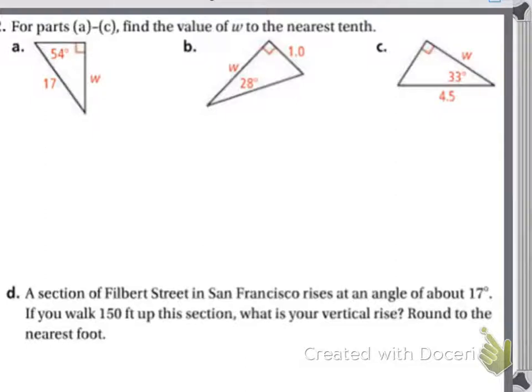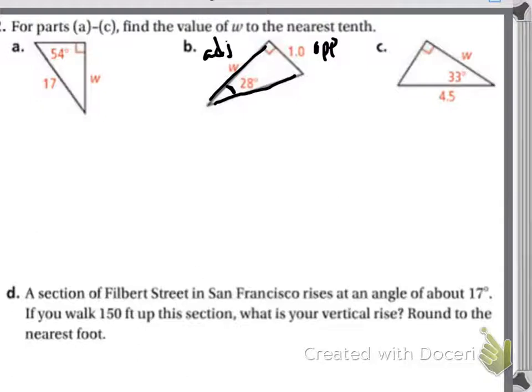Okay, for B, we want to find W again. Notice here we have our 28-degree angle. What's involved? This is going to be the opposite, and here's the hypotenuse. That's nothing, so this must be the adjacent side. Let's set up our equation.